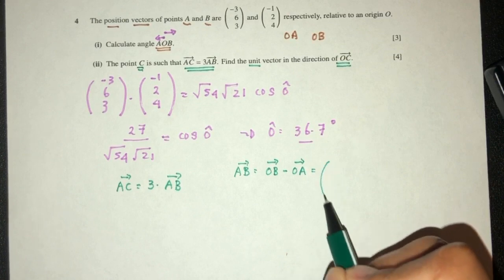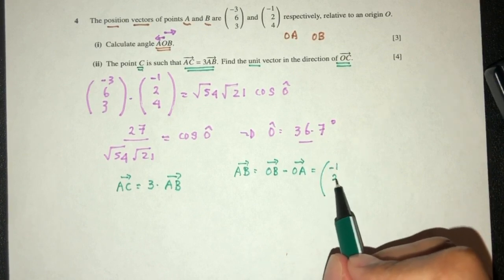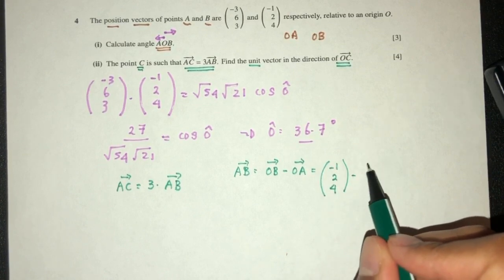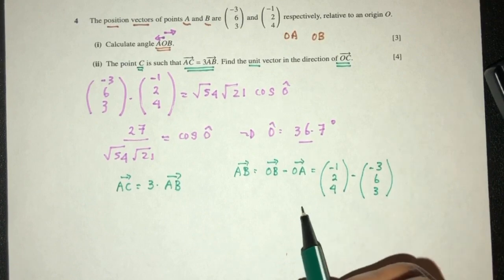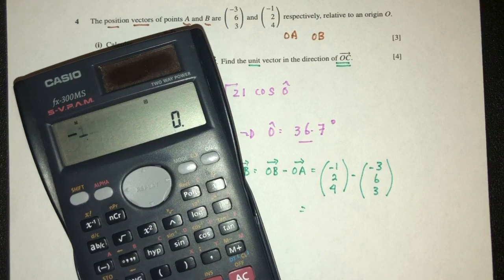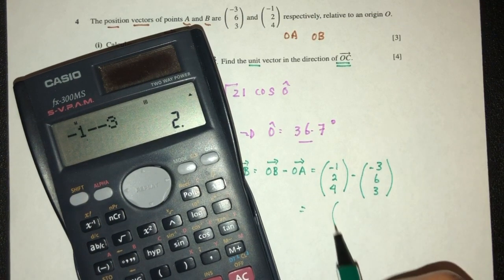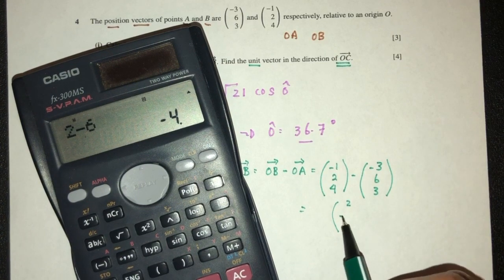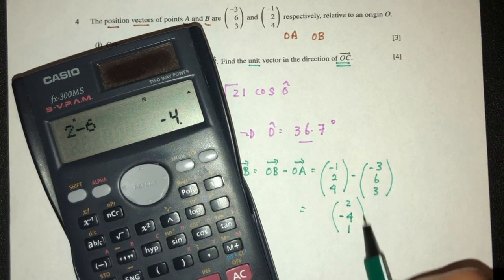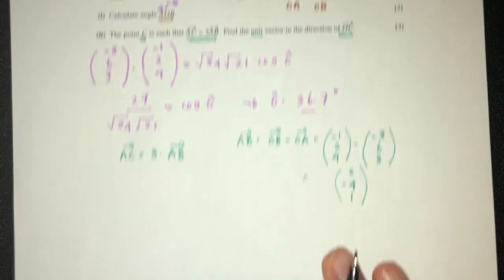Now OB is given to you by minus 1, 2, 4. OA is given to you by minus 3, 6, 3. That should be what? Minus 1 minus minus 3. That should be 2. 2 minus 6 should be minus 4. And that should be 1. Okay, that should be AB.